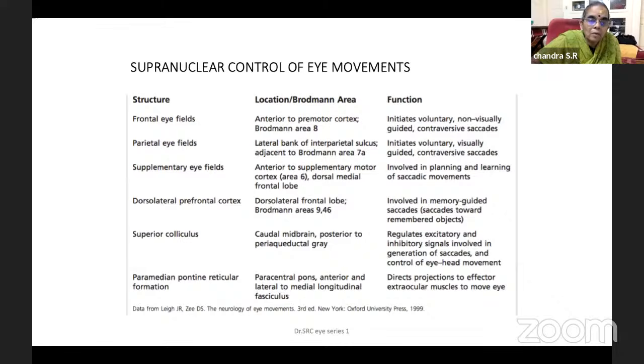And the paramedian pontine reticular formation, in the paracentral pons, anterior and lateral to the medial longitudinal fasciculus, directs projections to the effector extraocular muscles to move the eye. So it is very important to remember all these things. You have the frontal eye field, parietal eye field, supplementary eye field and dorsomedian prefrontal eye fields for top-down processing of remembered objects, the superior colliculus for novel targets, and the paramedian pontine reticular formation for driving the extraocular muscles.